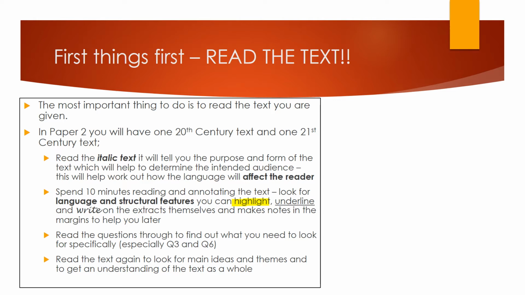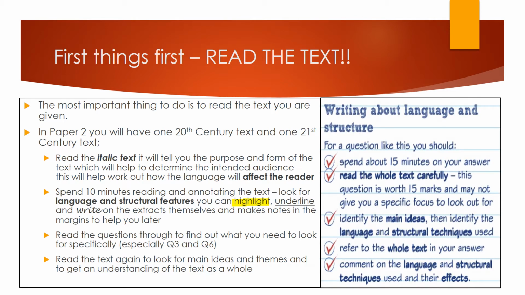So yeah, text 1 you want to look for language and structure, and on text 2 you want to look for a specific focus in order to evaluate a text. Okay, so read the questions just to find out what you need to look for specifically, and then go into the text and have a look what you should be looking for. Read the text again just to have a look overall at main ideas and themes, and just to get the understanding that you need of the text as a whole.